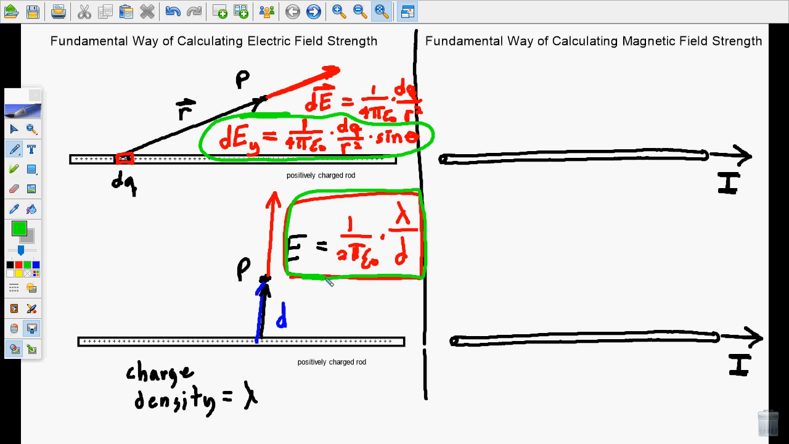Now, let's look at what Biot-Savart did. The t's aren't pronounced, so it's Biot-Savart Law.